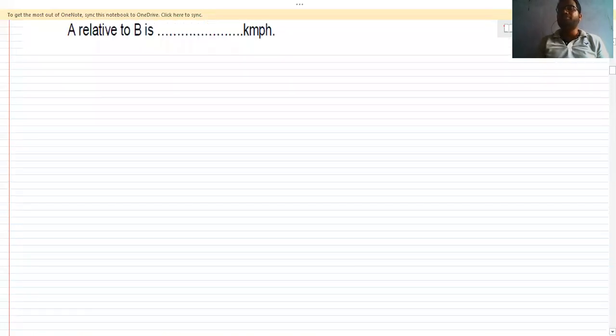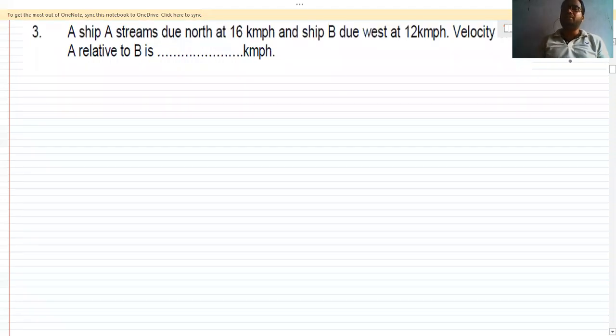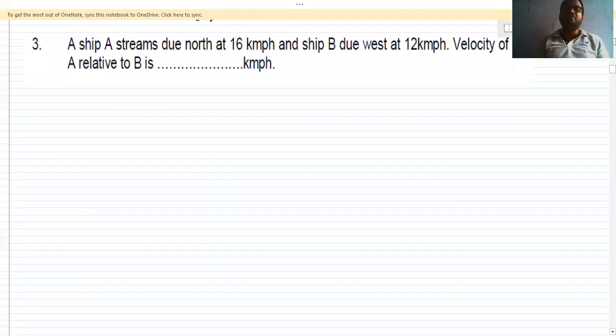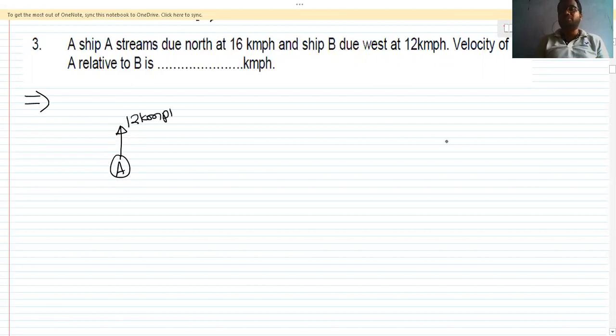Now the third question. This question is related to the relative motion over here. A ship A streams due north at 16 km per hour and ship B due west at 12 km per hour. Velocity of A relative to the velocity of B we want, right? So just draw the diagram first. Ship A streams due north. It is given. This is the ship A which we have, streams due north with a velocity of 12 km per hour. So I hope this is clear.